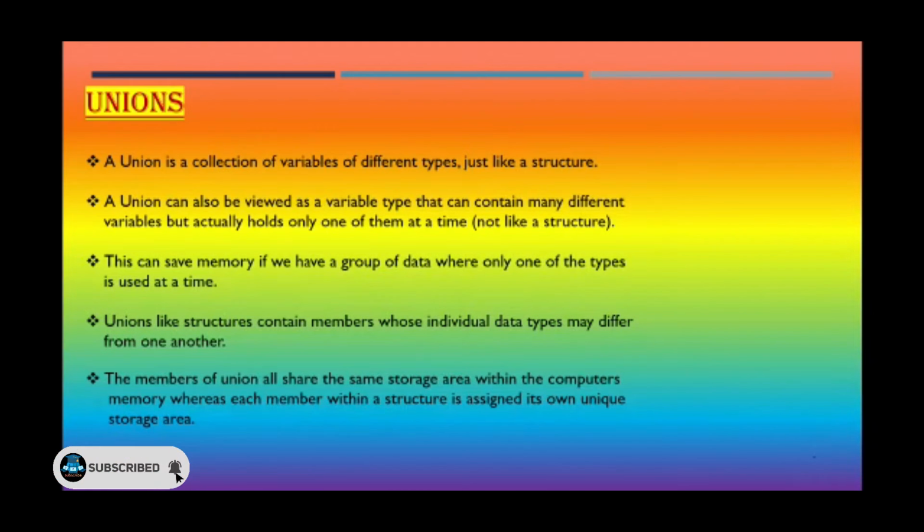Unions, like structures, contain members whose individual data types may differ from one another. The members of a union all share the same storage area within the computer's memory, whereas each member within a structure is assigned its own unique storage area.